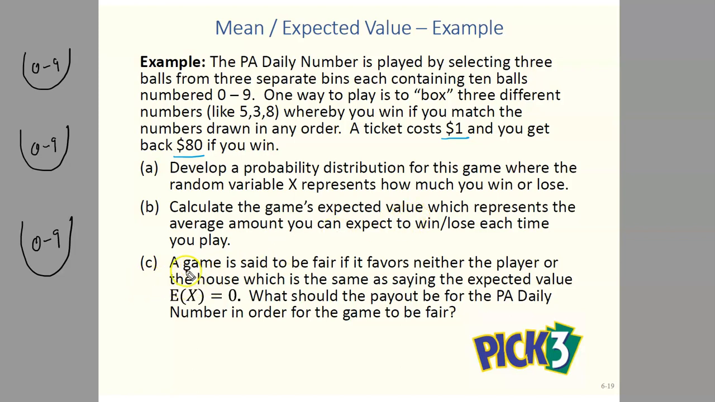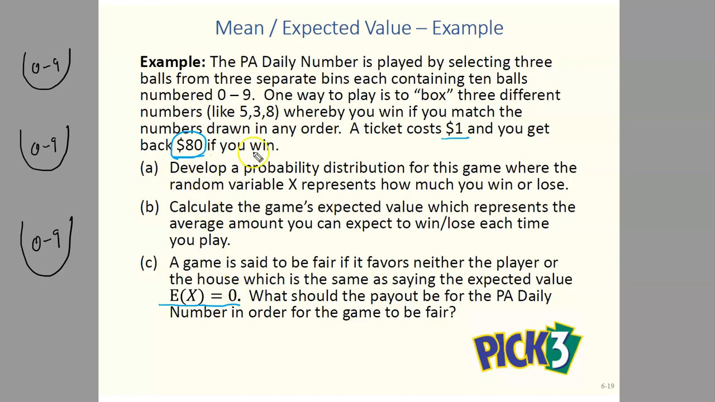And let's take note of something else. A game is said to be fair if it favors neither the player nor the house, which is the same as saying that the expected value is 0. So we're going to determine what the payout should be. So in other words, what this number should be here for the expected value to be 0.